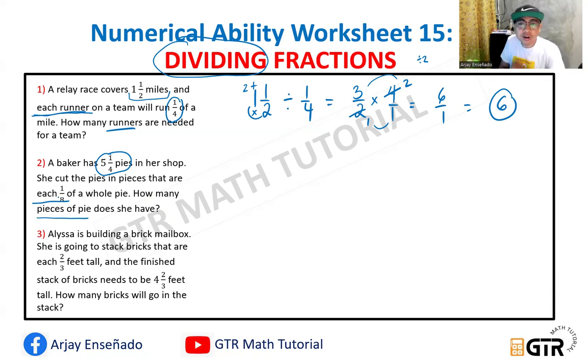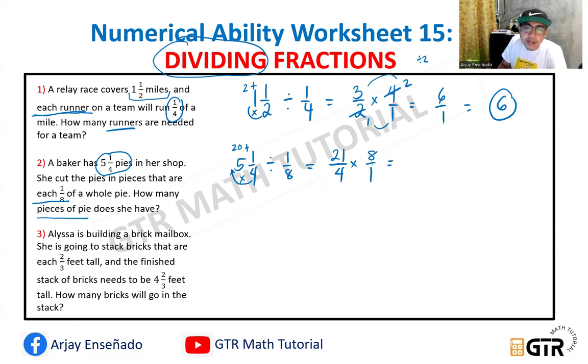So, therefore, division ulit. Okay, so we have 5 1/4. Divide natin sa 1/8. Okay, so divided by 1/8. So, ilang 1/8 daw meron sa 5 1/4? Okay, so first step, change this to improper fraction. 5 times 4, we have 20. Add the numerator, 20 plus 1. So, we have 21/4.